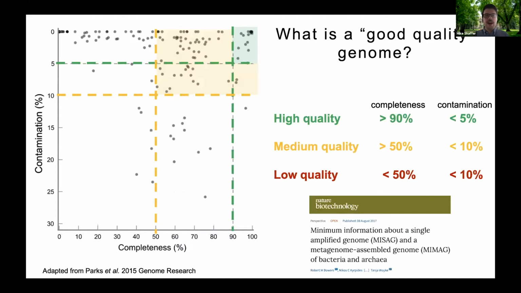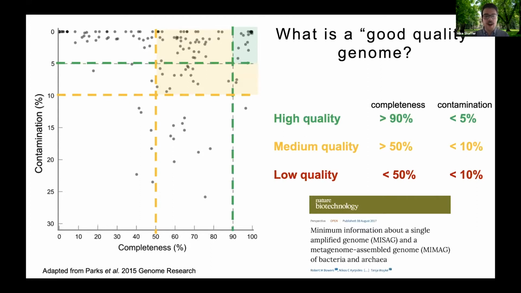But then how do we decide which bins move forward? How do we determine what is a good quality genome? So luckily there's a group which developed guidelines for this, called the Minimum Information about a Metagenome-Assembled Genome, or MIMAG. And they defined criteria for what it means to be a high quality, medium quality, or low quality genome.